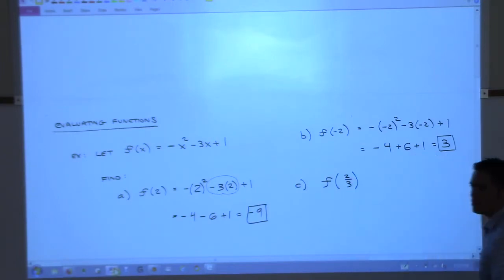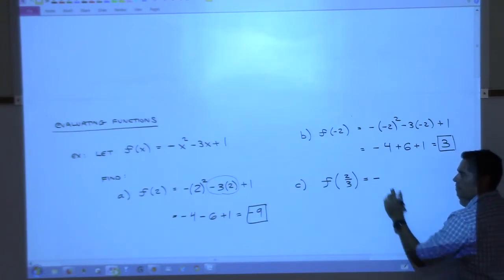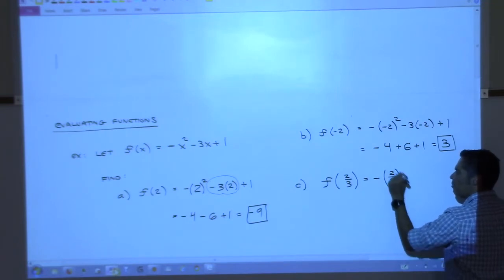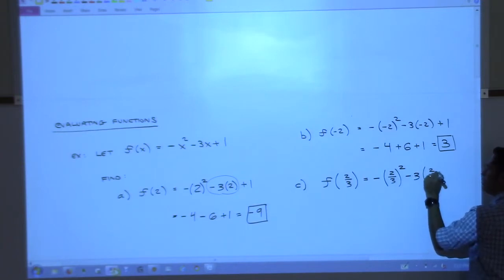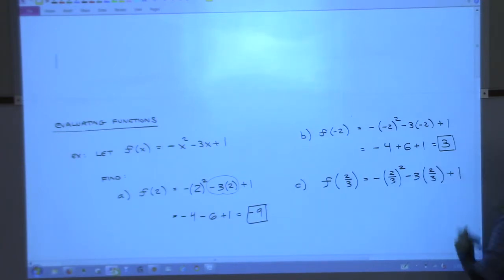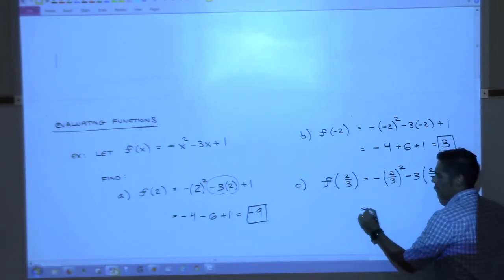Ooh, f of a fraction without a calculator. Let's see what we can get. So we're doing minus, right? And then in parentheses, we're taking 2/3 and we are squaring it. And then minus 3, and then times 2/3, and then plus 1. So that's just me replacing all the x's with 2/3. So what is 2/3 squared? 4/9, and then minus. So that's negative 4/9.